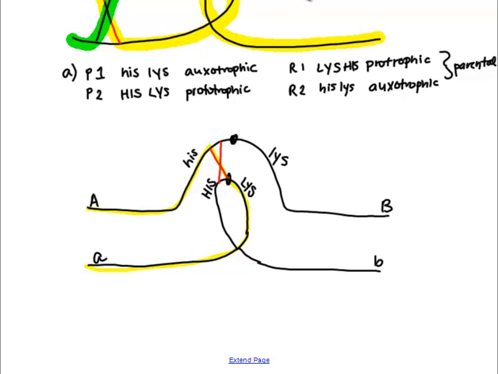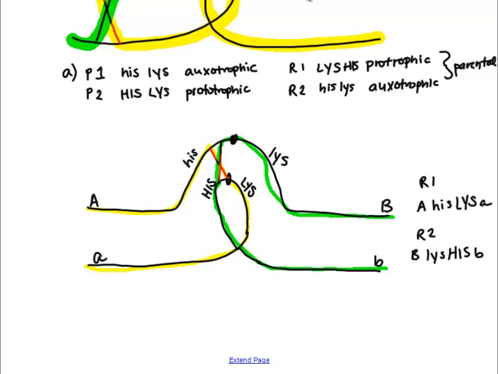Now for the other one, we're going to have to start on the right, so we get dominant B, recessive lysine, then you follow the crossover down, you get dominant histidine, you follow through, and you get recessive B. So what are these recombinants that we're getting here? R1, the one in yellow, we get big A, little histidine, dominant lysine, and then little a. And then R2, we get big B, recessive lysine, dominant histidine, and little b.